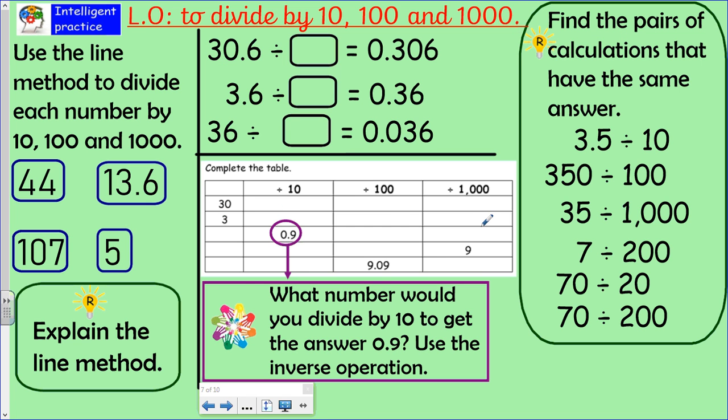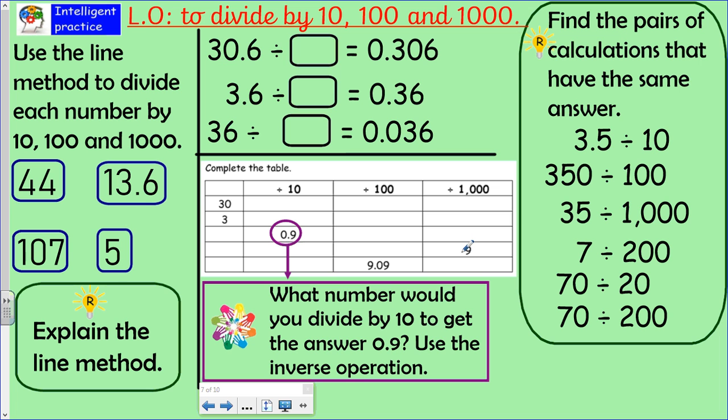Then after that, slightly more complicated. So I've put you down a little supporting hands here. The answer is 0.9. So what number would you divide by 10 to get the answer 0.9? And that will go here. Once you've got that in there, you should be able to work out the dividing by 100 and dividing by 1,000. Use the inverse operation. So think about what the opposite of dividing by 10 is and do that to this number first.